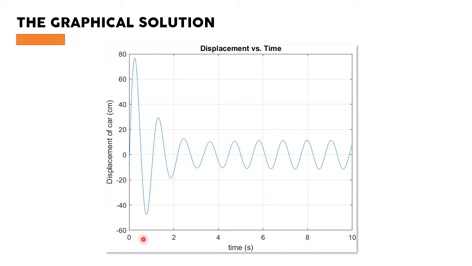And further, one more thing can be seen. Our boundary conditions are also satisfied. At time t equals 0, the displacement can be seen to be 0, and the maximum displacement of the car is around 75 centimeters.